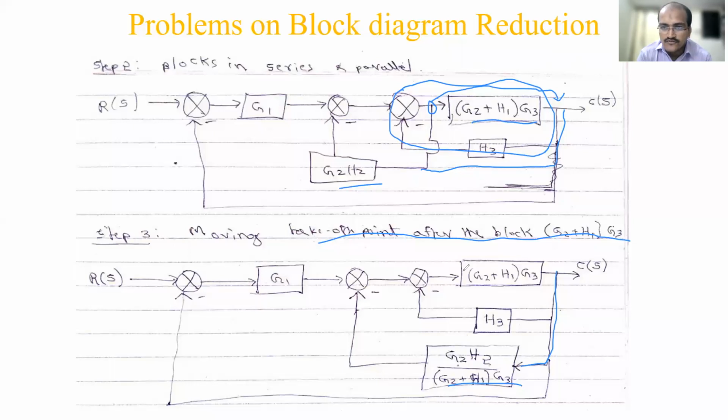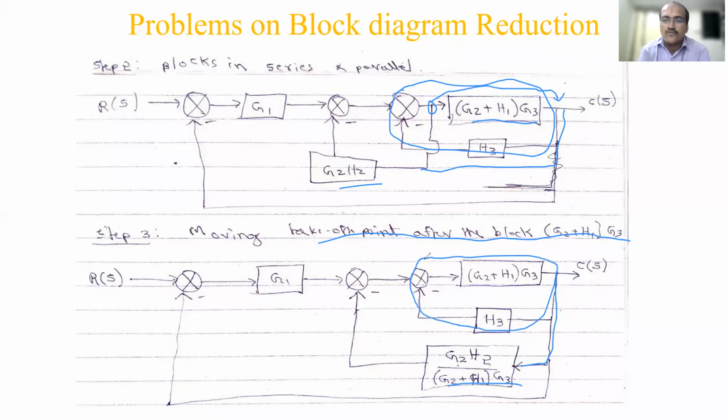Then remaining as it is. So G2 plus H1 into G3, H3. So this diagram and this diagram, there is a clarity now in the minor feedback loop. So you can solve this minor feedback loop now. Okay. So finally your steps come to step number 3 only, rule 3, eliminating minor feedback loop.